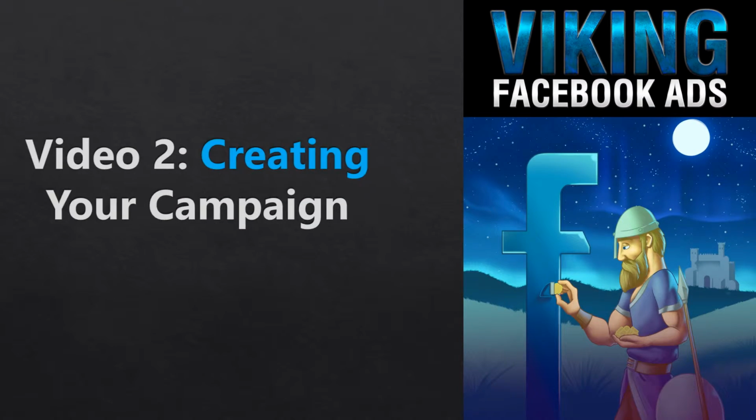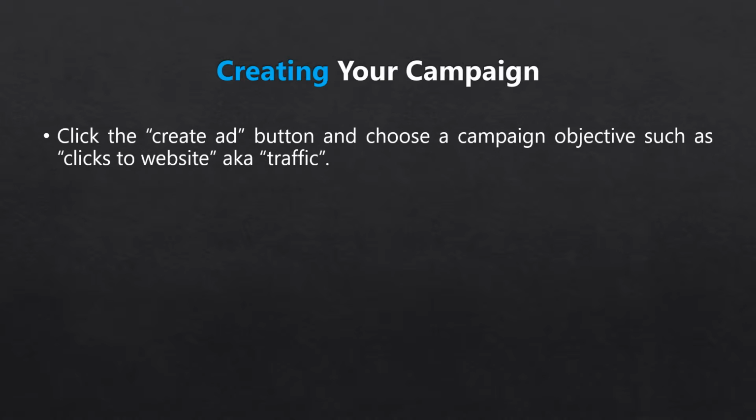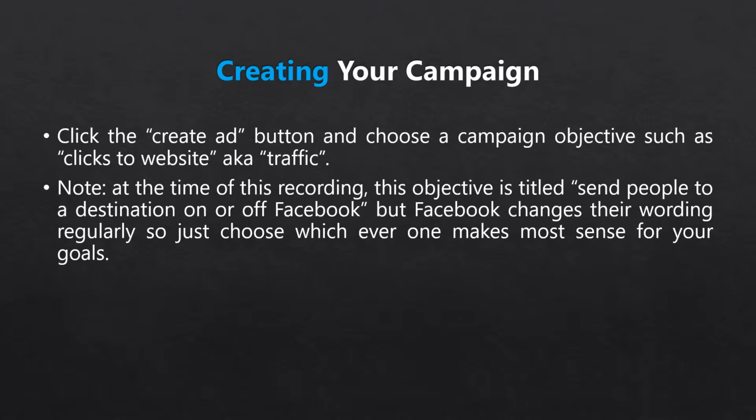Upon clicking the Create Ad link or Create Campaign button, you'll be prompted to select an objective. For our purposes, we'll say you're aiming for clicks to your website. This objective is named Send People to a Destination on or off Facebook. But Facebook changes their wording all the time, so don't worry if it looks a little different.